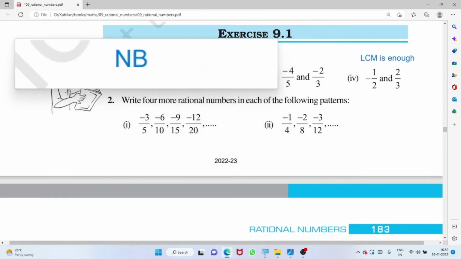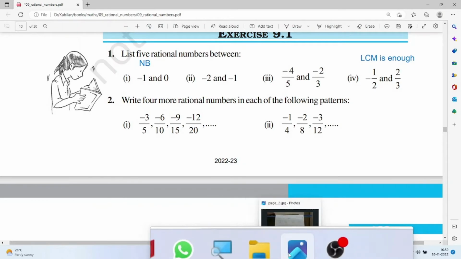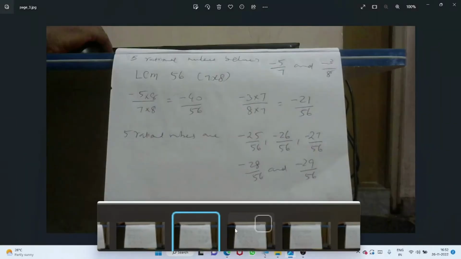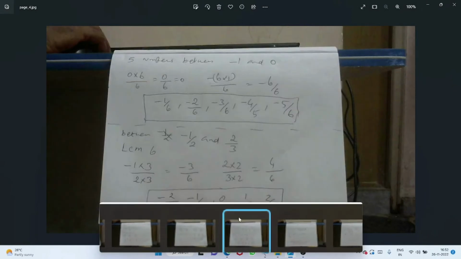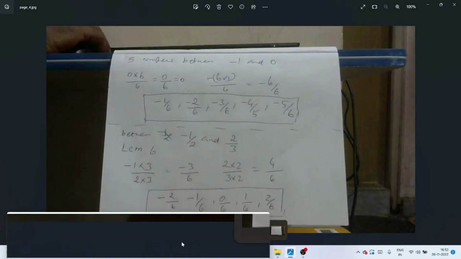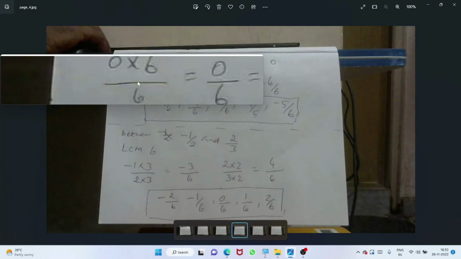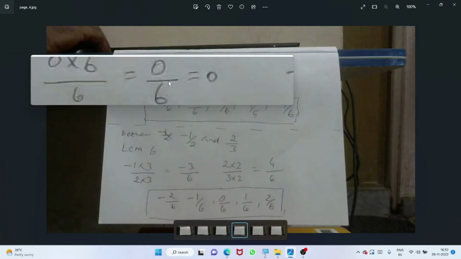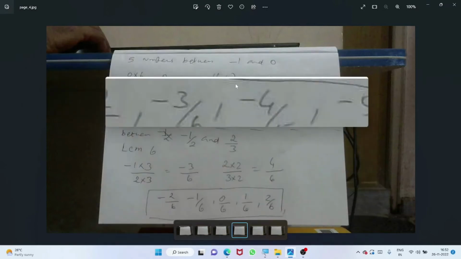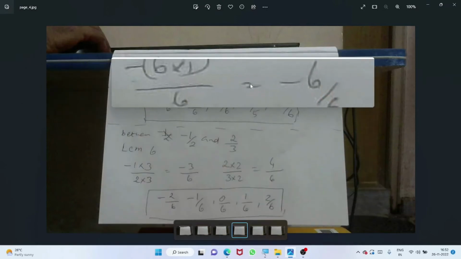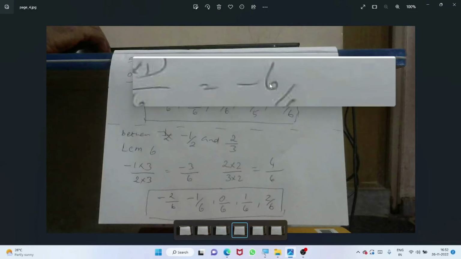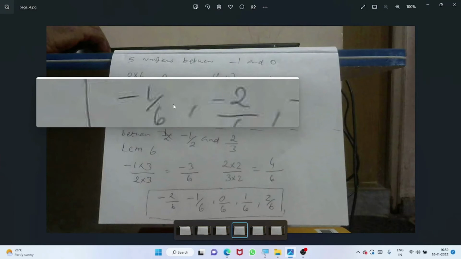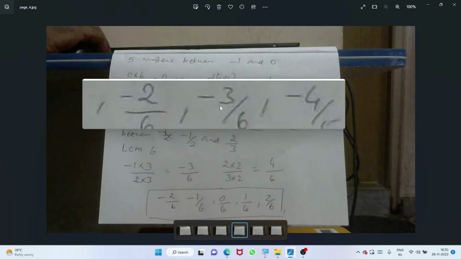So minus 1 and 0. Between minus 1 and 0, I am multiplying 0 by 6 and dividing by 6, so 0 by 6, 0. And minus 1 also, I am multiplying numerator and denominator by 6, so minus 6 by 6. Between that, you will see minus 1 by 6, minus 2 by 6, minus 3 by 6.